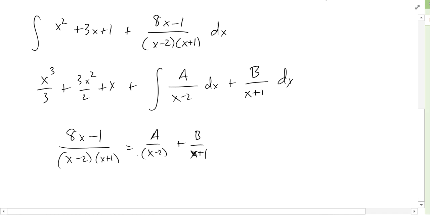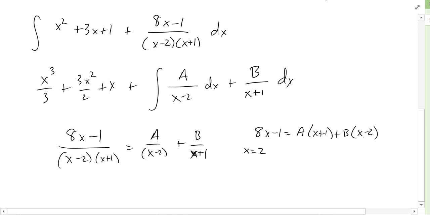All right, get our common denominator there. We'll get 8x minus 1 equals a times x plus 1 plus b times x minus 2. And again, we want these to be true for every single value of x, regardless of what value of x we choose. But we can choose some nice values of x to make nice things happen.